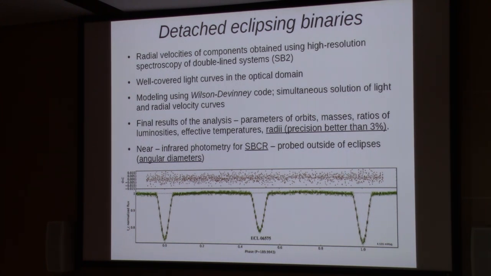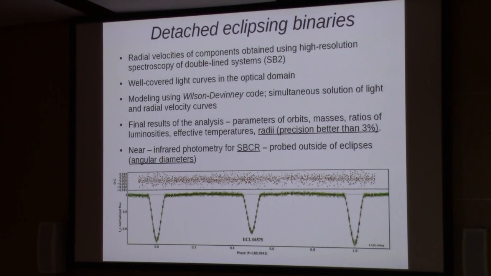So these are double stars, systems where we can see eclipsing stars, and we may measure radial velocities of both components by disentangling their spectra. When we have high-resolution spectroscopy, we may do that.